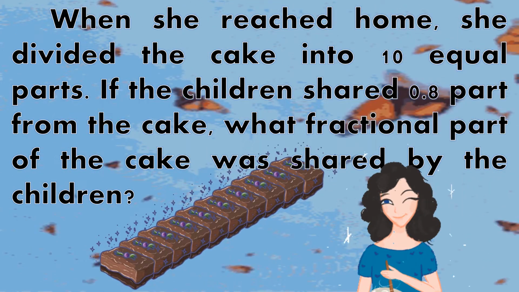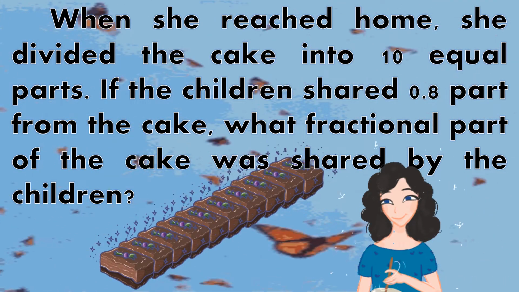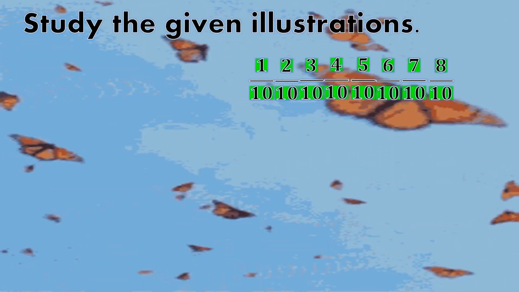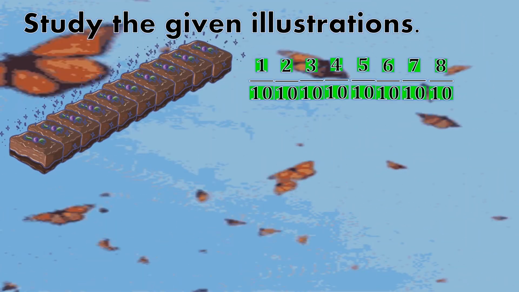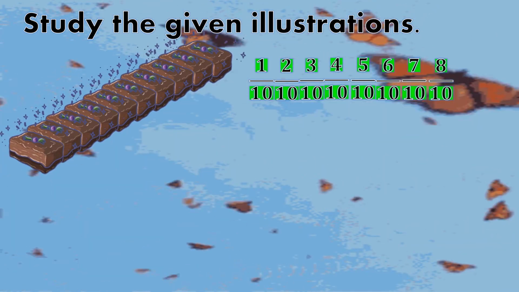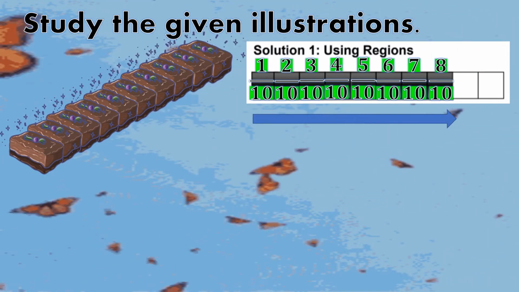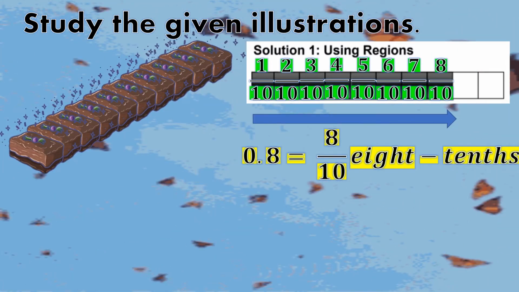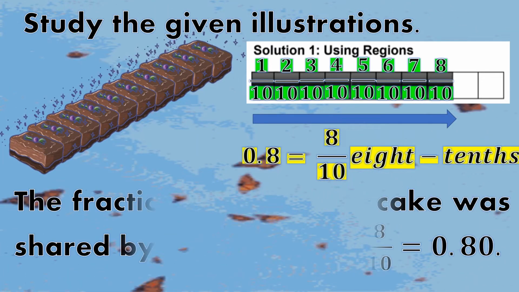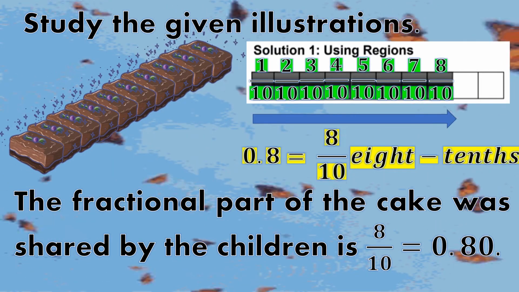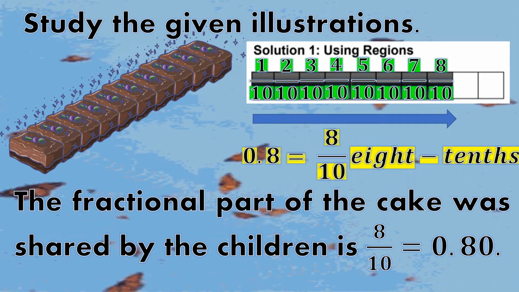So we need to know what fractional part of the cake was shared by the children. Okay, given the illustrations, we have 10 equal parts of the cake. So each piece is 1 over 10. Okay? So using the regions, we represent 0.8 or 8 tenths by 8 over 10. The fractional part of the cake shared by the children is 8 over 10 or 8 tenths.